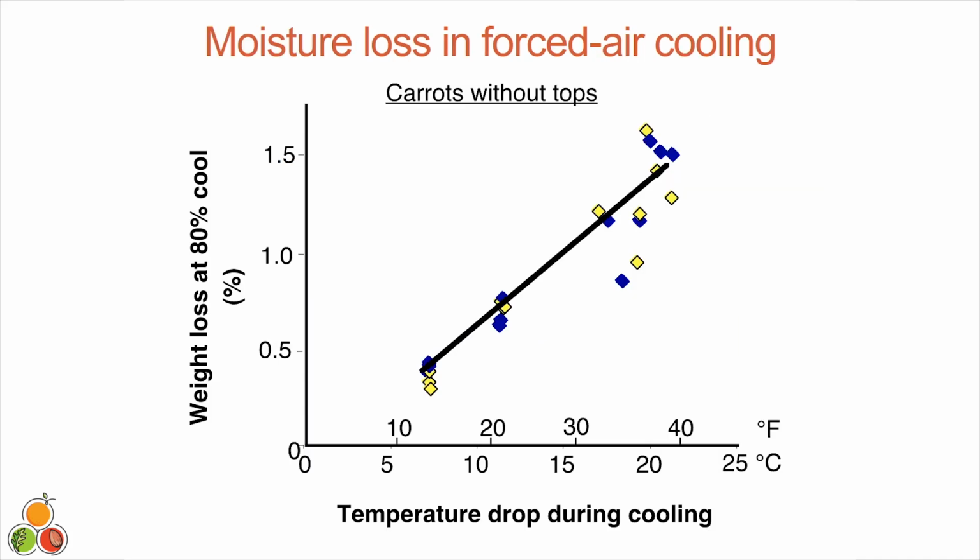As I said, moisture loss in forced air cooling varies and is typically dependent on the size and the temperature drop of that cooling. So in this case, it was carrots without tops. Weight loss was depending on how much you wanted to drop the temperature. So with higher temperature drops, or where you get that higher temperature differential, you tend to lose more moisture.